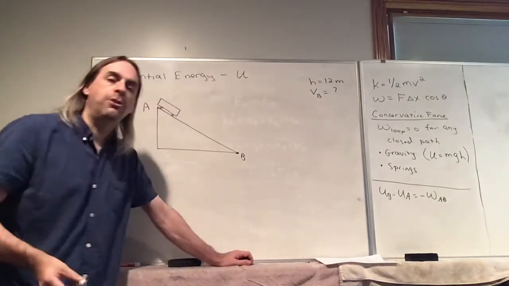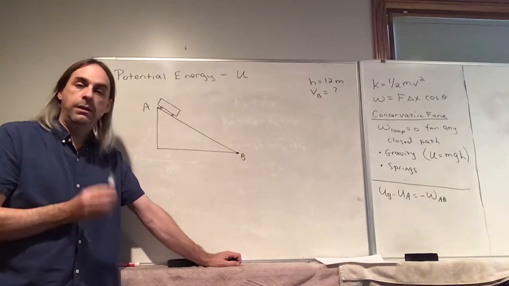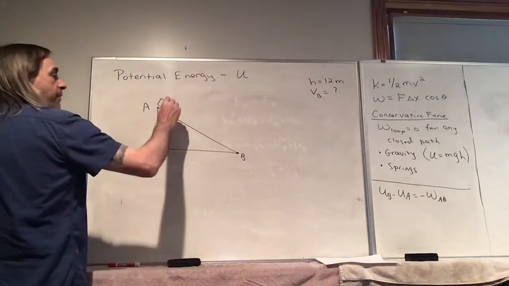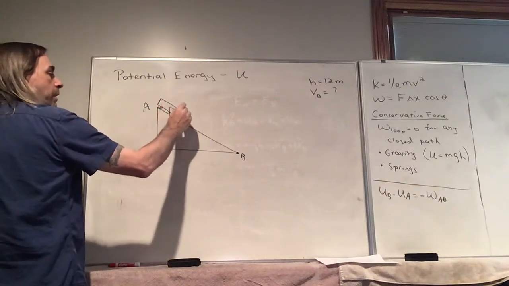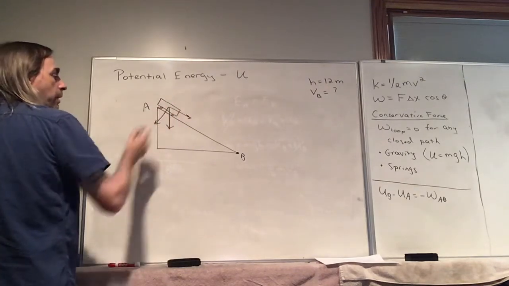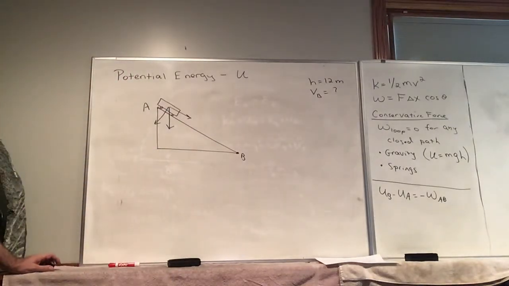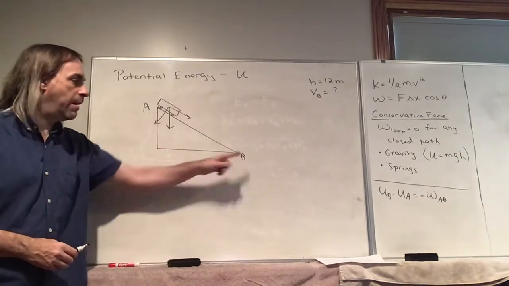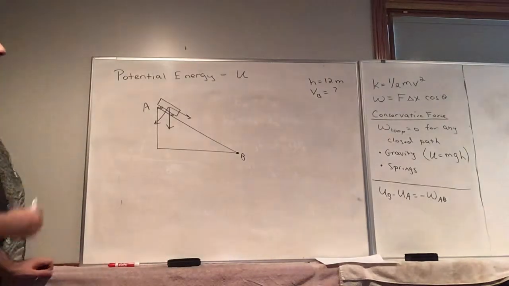We want to know how fast it's going when it reaches the bottom of the incline. Now the question is, can we do this with Newton's laws and kinematics? And the answer is yes. Basically what we'd have to do is we'd have gravity here, and then we'd have to break gravity into a component down the incline and find the acceleration down the incline, and then use kinematics, because this will be constant. So again, we could do this. We could figure out how long it's going to take, and how fast it's going to be going when it reaches the bottom of the incline.